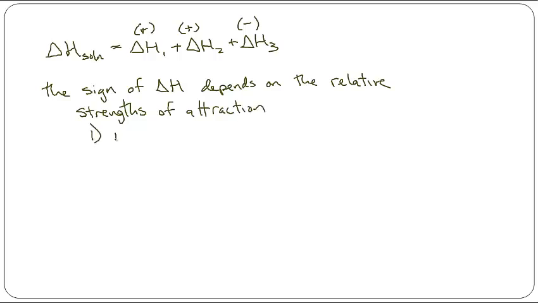So we have the ion-ion attraction. We have the water-water attraction. And then we have the H2O and ion attractions. So our delta H depends on the strength.